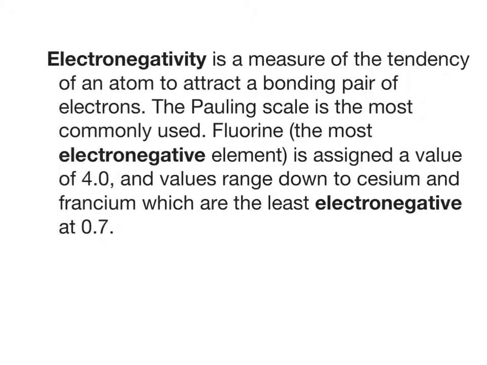Electronegativity values measure the tendency of an atom to attract bonding pairs of electrons during a chemical reaction. Linus Pauling came up with a scale, and he assigned fluorine as the most electronegative element, with a value of 4. The other values go down from that, with the lowest values for cesium and francium, at 0.6 to 0.7.